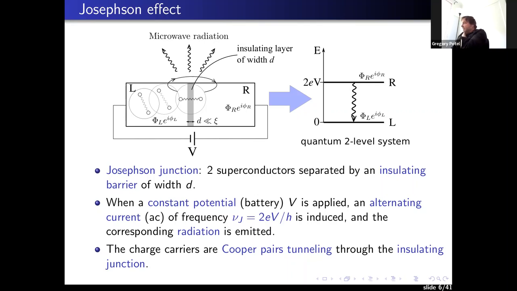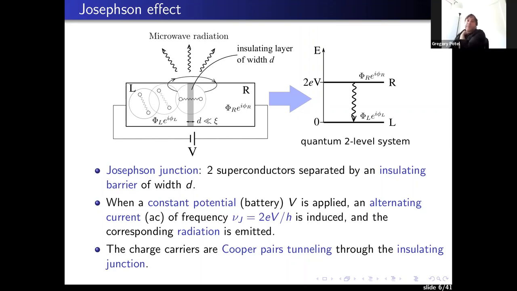What happens is that when you plug in a battery and impose a constant potential between those two superconductors, then all of a sudden an alternating, oscillating current begins to flow across the barrier. The manifestation of that current is a microwave radiation. That microwave radiation has a frequency which can be related to the energy difference between the left and the right superconductor as imposed by the battery.